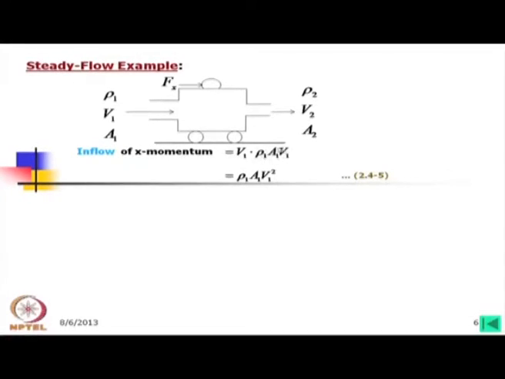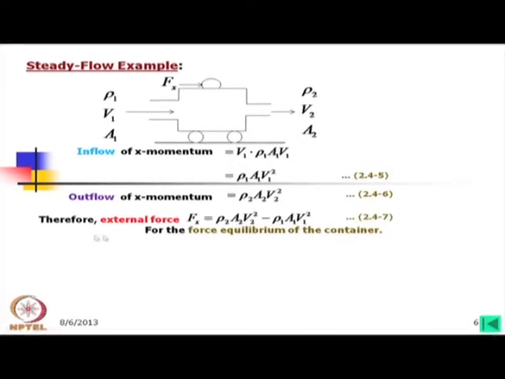Is it clear? This is the volume flow rate and with the velocity. So, we get this is the x momentum. Similarly, outflow we get rho 2 A 2 V 2 square. Now, equating we get the external force F x is equal to rho 2 A 2 V 2 square minus rho 1 A 1 V 1 square. This means that we have to apply this force for the equilibrium of this body.